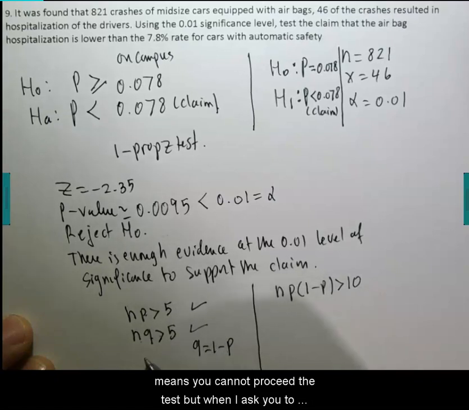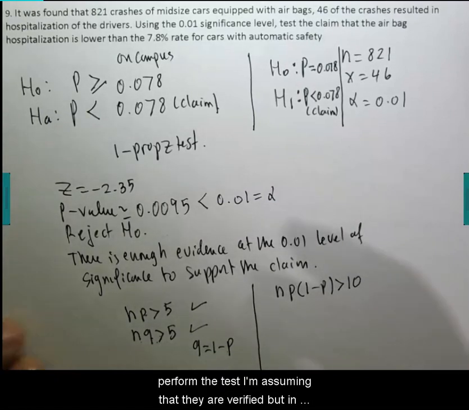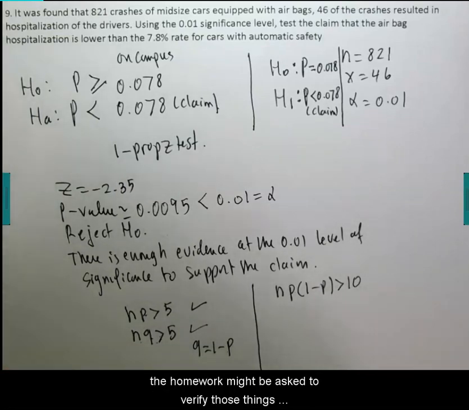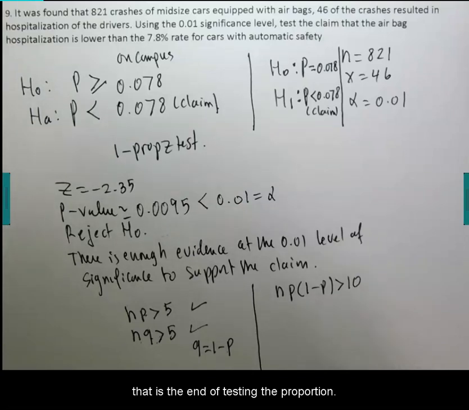If you cannot verify this, or if one of them fails, that means you cannot proceed with the test. But when I ask you to perform the test, I'm assuming that they are verified. But in the homework, you might be asked to verify those things. That ends testing the proportion.